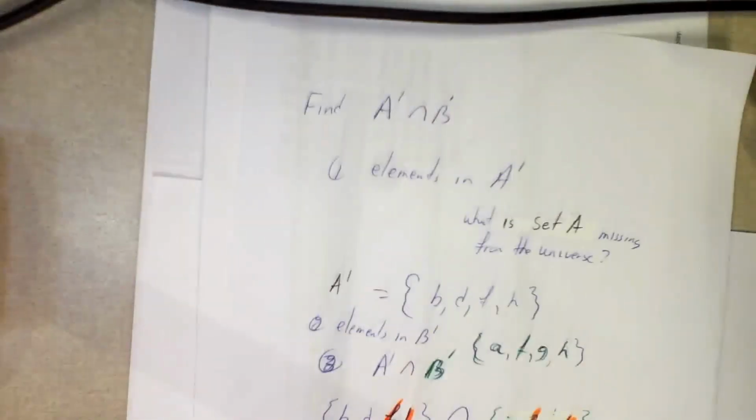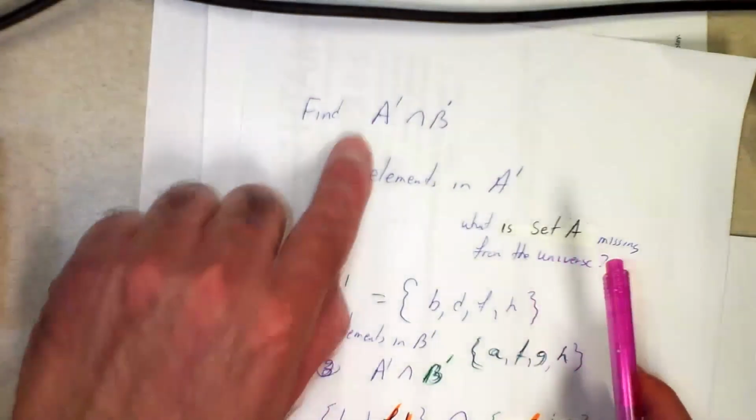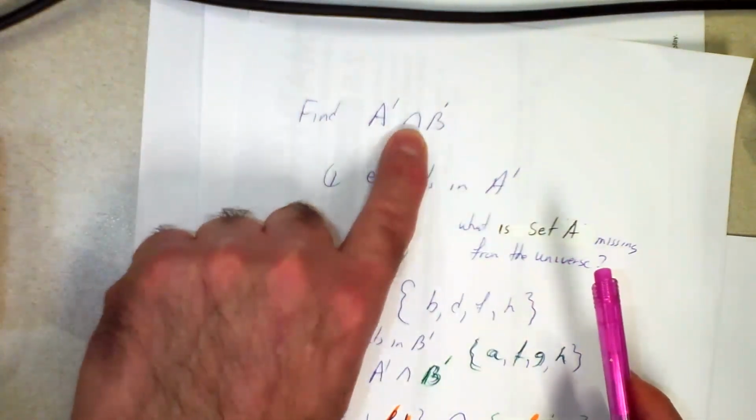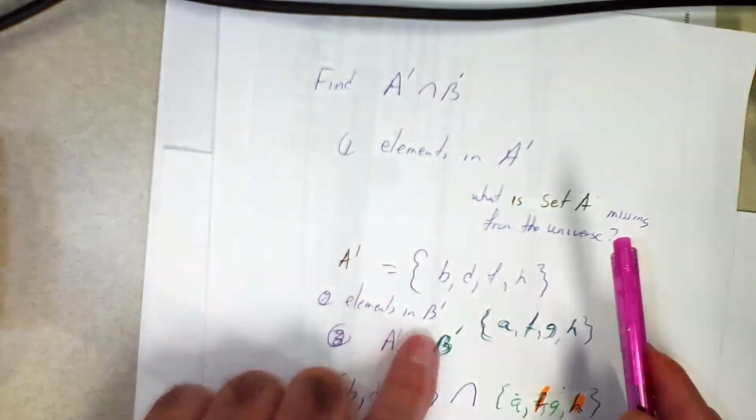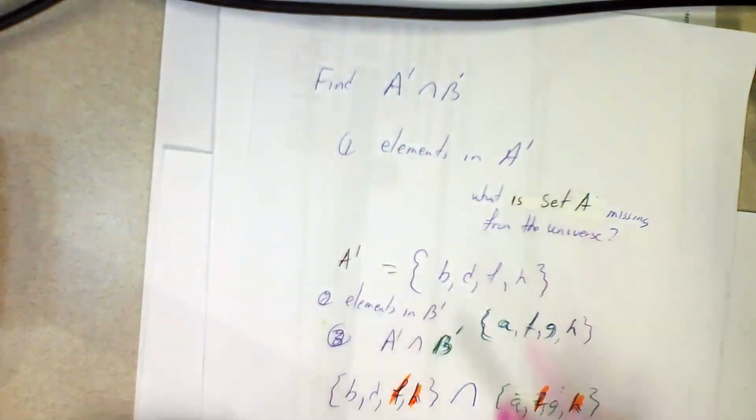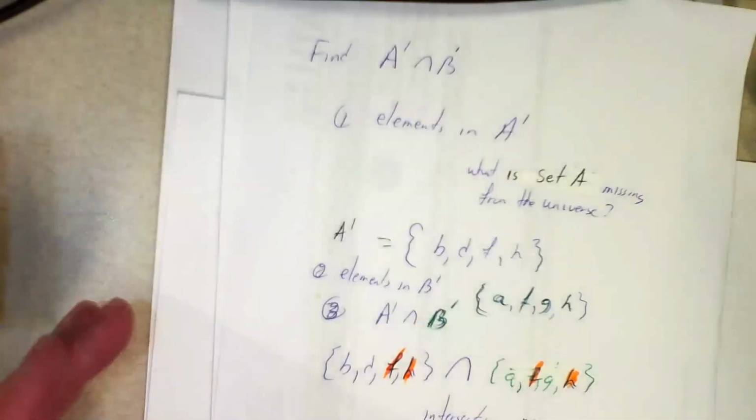So you've got to do it in pieces. You first start with what the elements are in that one. What are the elements in that one? Then once you find that, you want to intersect them. Find the common points.